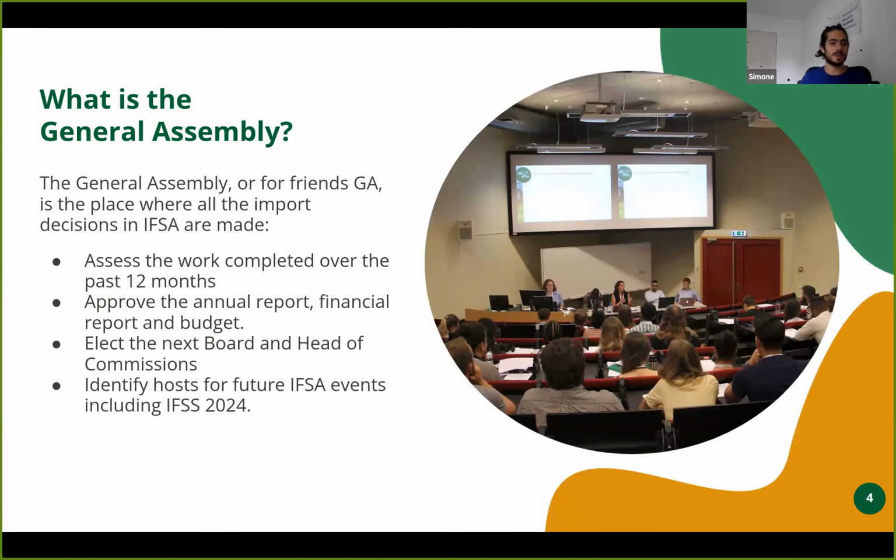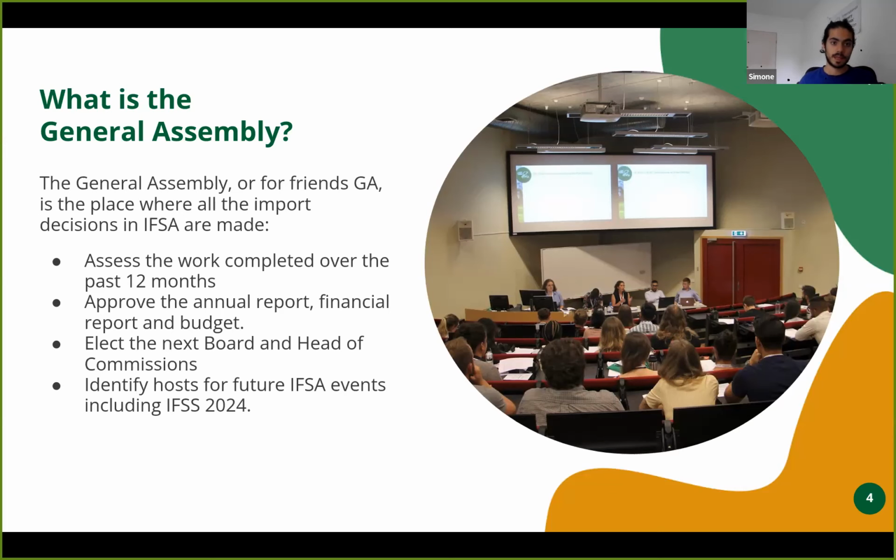So let's start from the basics. What's the General Assembly? The General Assembly, or the GA, because we are going to use the word a few too many times, is the most important place in IFSA where all the big decisions are made. The GA happens once a year, and those decisions are, for example, the annual report, the elections of the new boards for next year, or the IFSS, and also to assess the work overall.